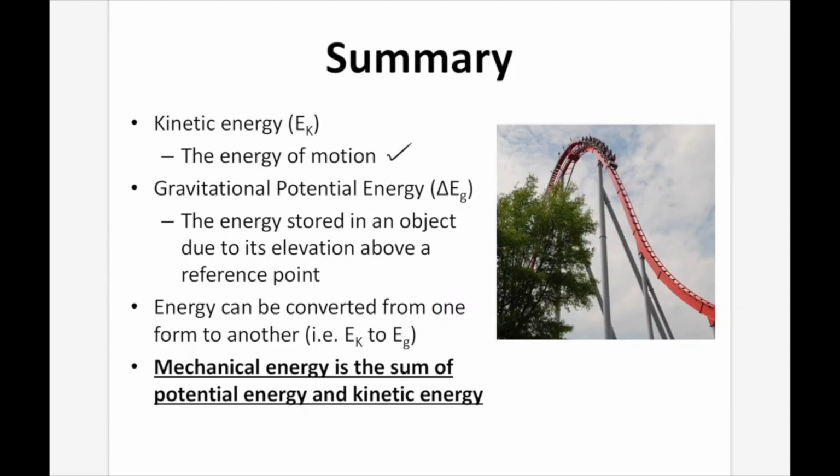In summary, our kinetic energy, EK, is the energy of motion. EG, otherwise known as the gravitational potential energy, is the energy stored in an object due to its elevation above a reference point. Energy can be converted from one form to the other, for instance, EK to EG, and mechanical energy is the sum of the potential energy and the kinetic energy.